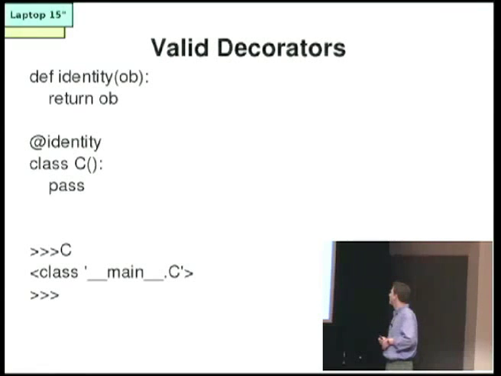Very straightforward. In the middle, we have the identity decorator actually being used. Define an empty class, decorate it with identity. At the bottom, we have a little interpreter output. C is still C. It's the same thing you'd have typed if you hadn't decorated at all.